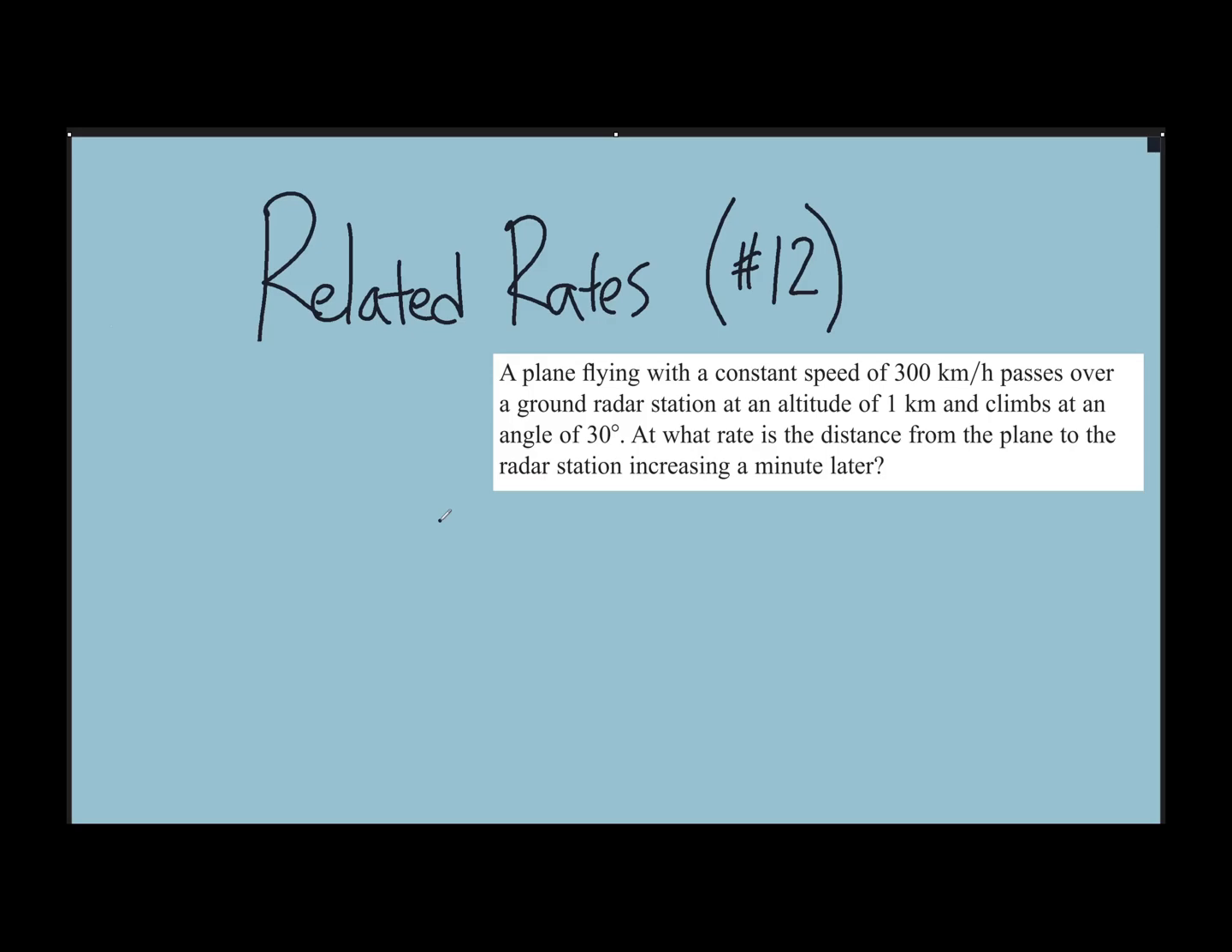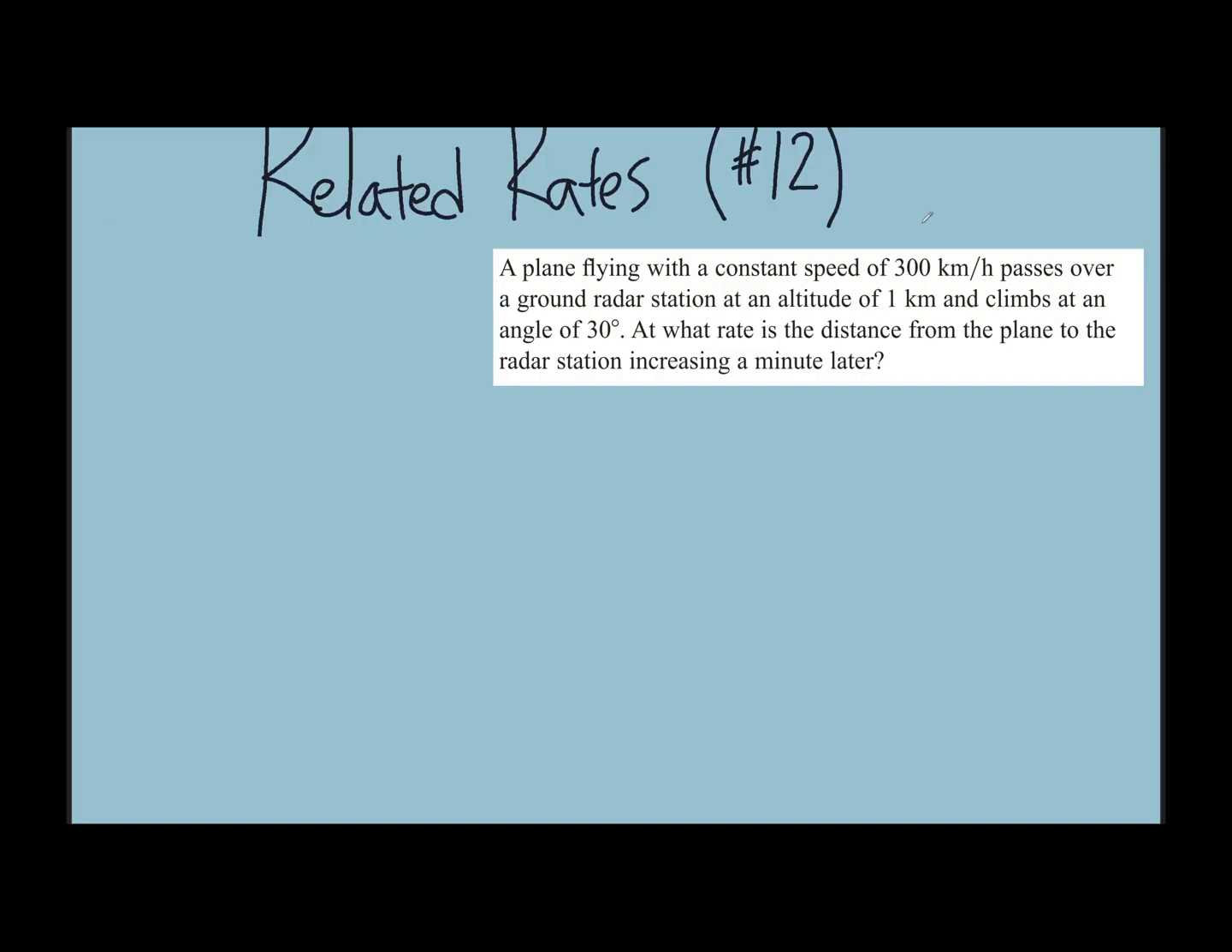Related rates question number 12 is about a plane flying with a constant speed of 300 kilometers per hour. That sounds easy, but then they say it passes over a ground radar station. So first let's draw the plane. There's the plane. Here's the radar station. And they are a kilometer apart. Just put 1 for 1 kilometer.